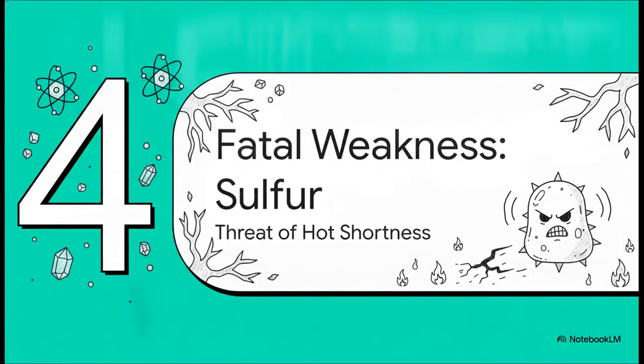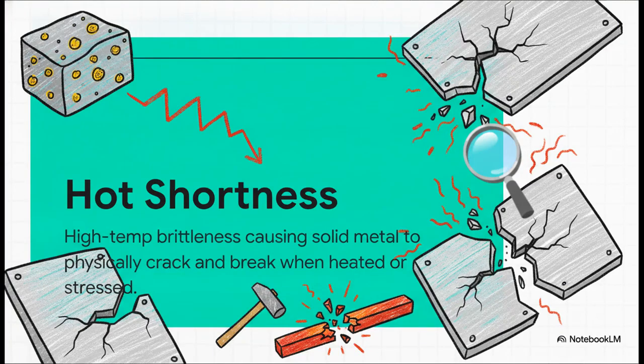Section 4. Fatal weakness. Sulfur. The catastrophic threat of hot shortness. So you're probably asking, why do we intentionally add manganese? Well, because if we leave sulfur unchecked in the iron, it causes a catastrophic structural failure known in the industry as hot shortness. Hot shortness is exactly what it sounds like, a fatal physical flaw where high-temperature brittleness causes the solid metal to literally crack, tear, and break when it's being hot-worked or stressed.